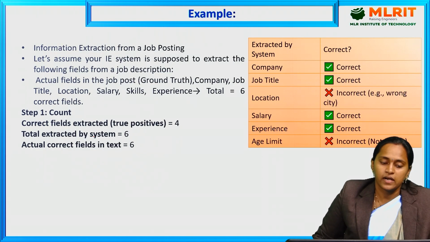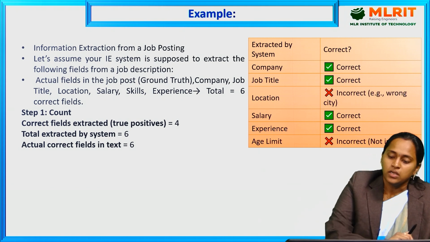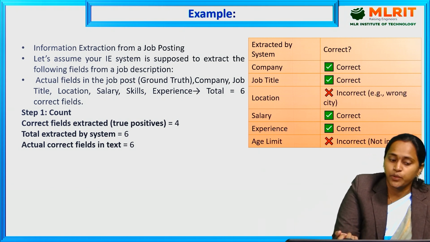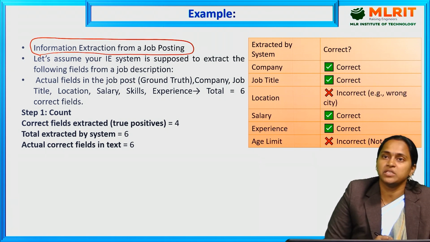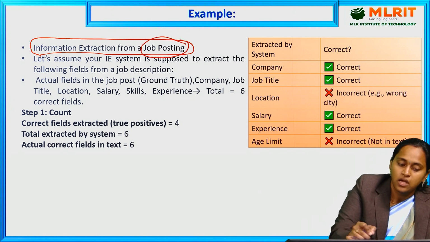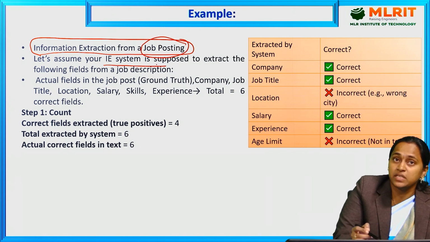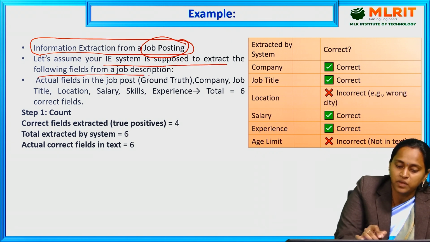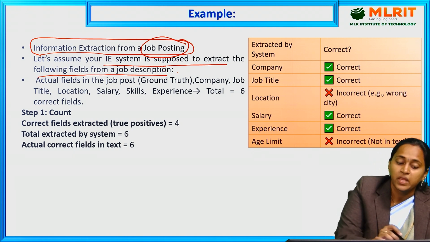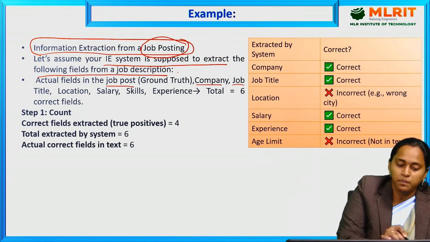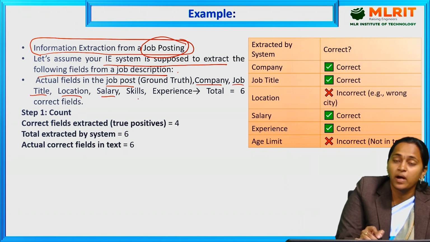And go to the real-time scenario here. Here we are taking a real-time scenario, information extraction from a job posting. Let us assume the information extraction system is supposed to extract the following fields from the job description. That means we are extracting information from the job description in the form of fields. The fields are the job post, company name, job title, location, salary of the job, skills, what skills are required to get the job, and experience, right?